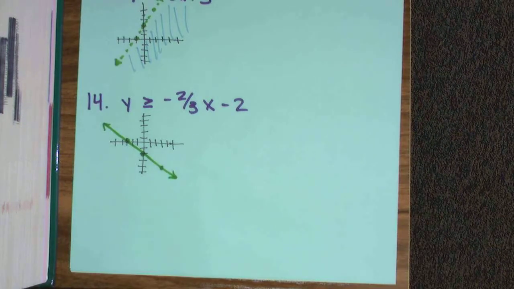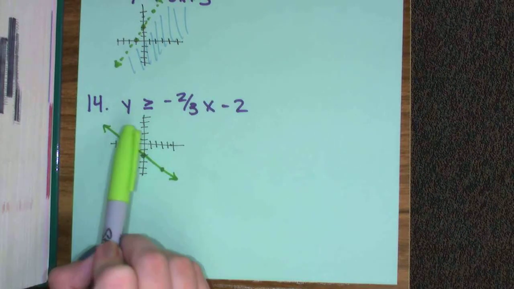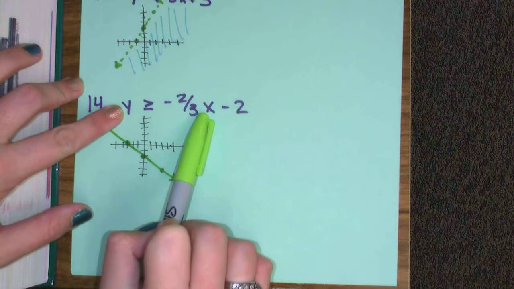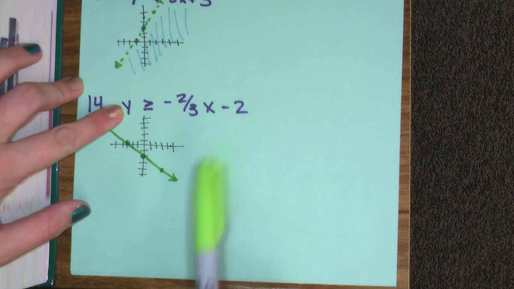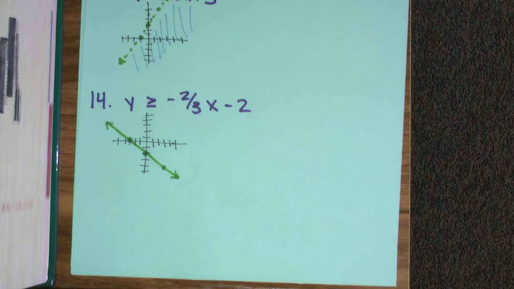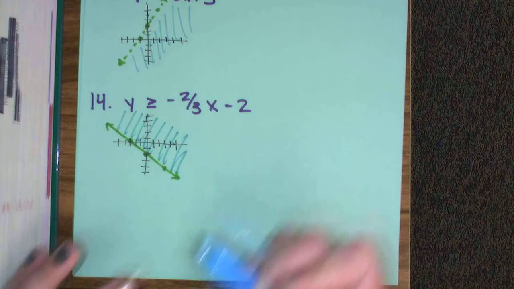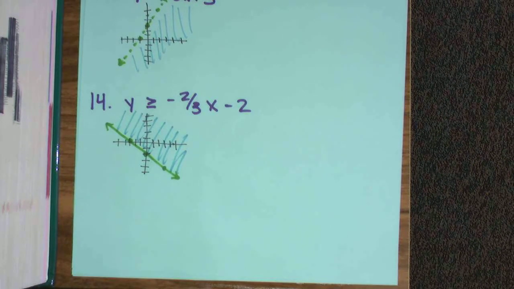And then what direction am I shading here? Up, okay. So I can check that with the point 0, 0. So 0 is greater than or equal to, that's going to become 0 and negative 2, so 0 is greater than or equal to negative 2. That's true. So I am shading above. Yeah, that's fine.